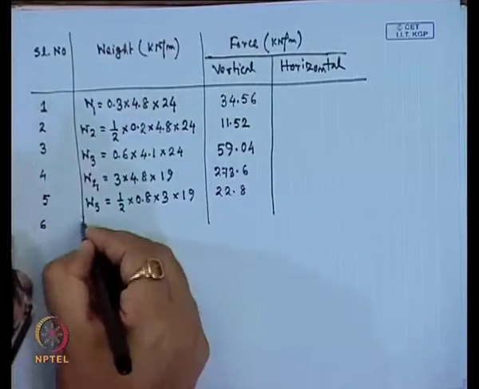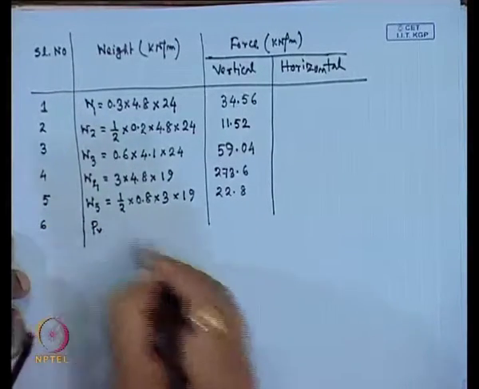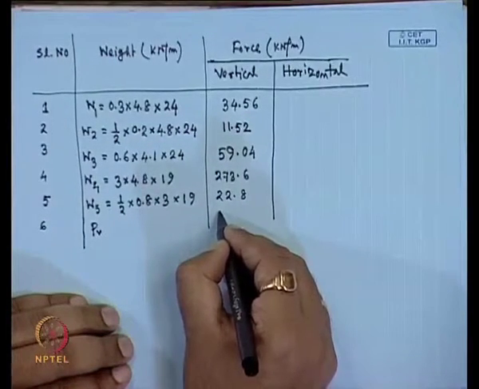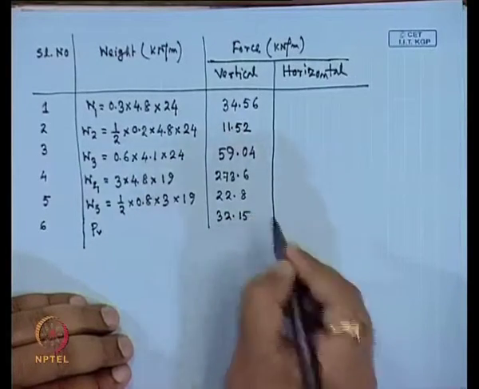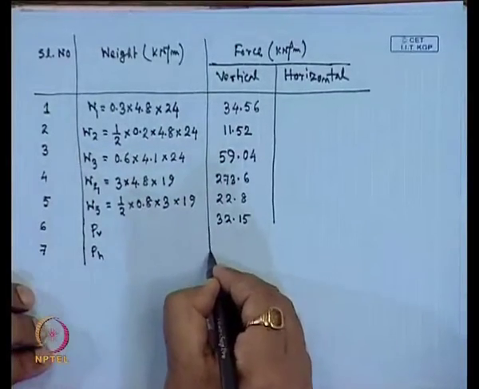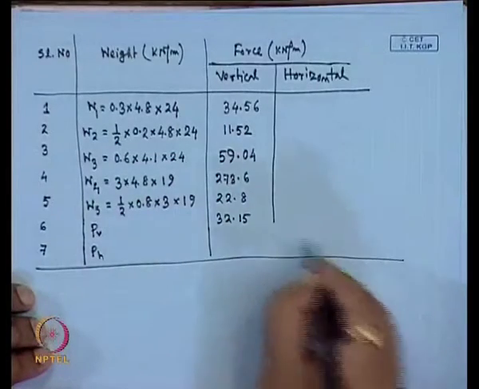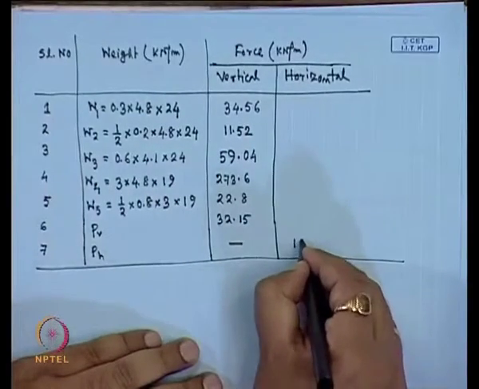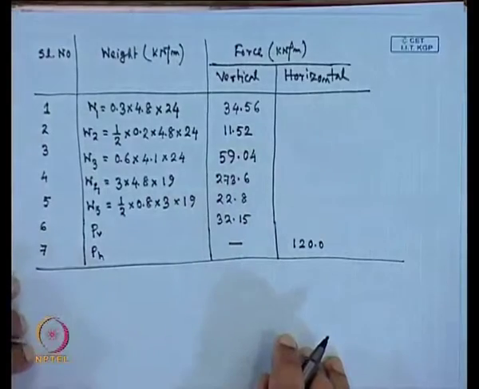So, these are the vertical forces acting due to the concrete and the soil. Now, we can write the next two forces, the horizontal and vertical forces acting due to the lateral earth pressure. The sixth one is Pv, which will also act in the vertical direction, and its value is 32.15. Then the seventh one is Ph, the horizontal force, which will act in the horizontal direction.